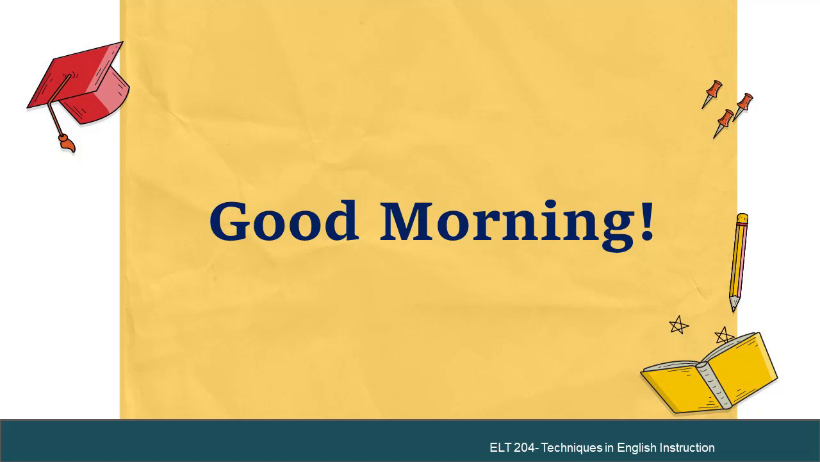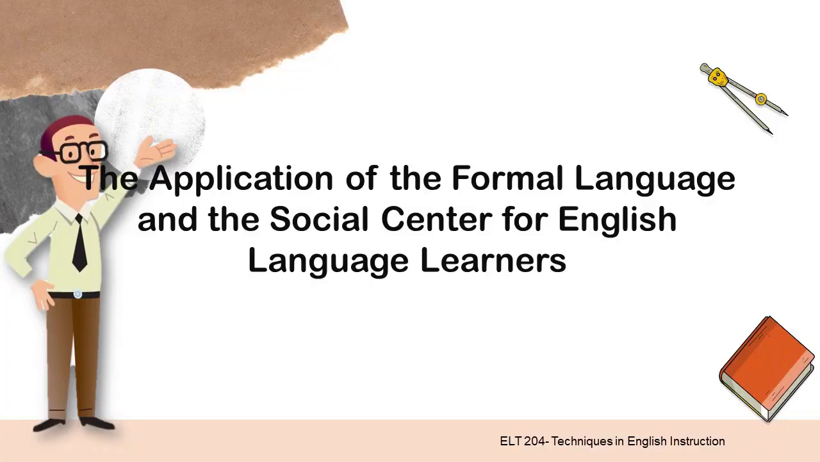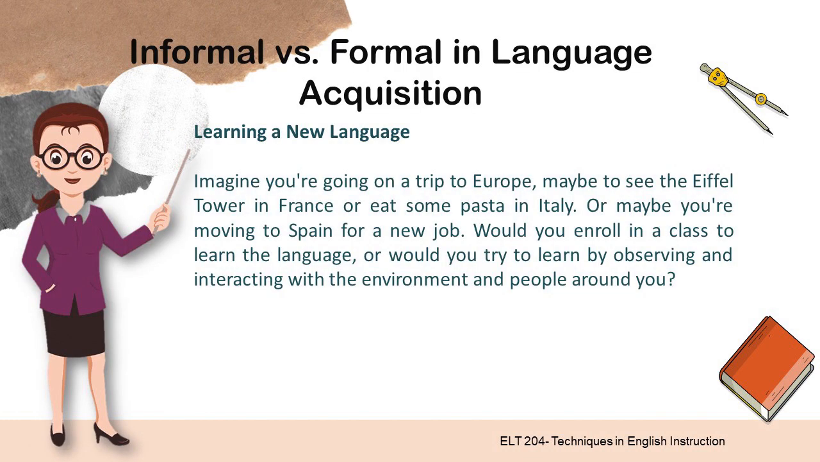So my topic for today is the application of formal language learning and the social construct for English language learners. Imagine you're going on a trip to Europe, maybe to see the Eiffel Tower in France or eat some pasta in Italy. Or maybe you're moving to Spain for a new job. Would you enroll in a class to learn the language? Or would you try to learn by observing and interacting with the environment and people around you?